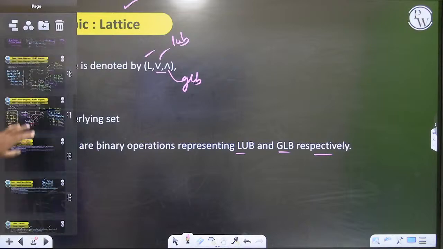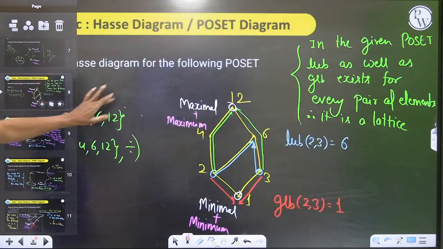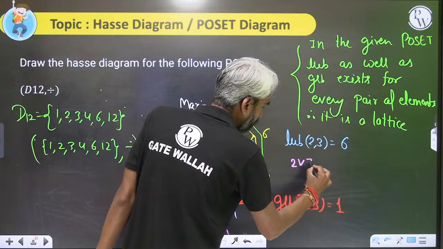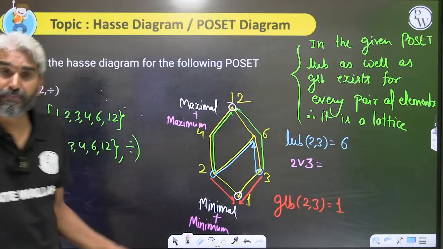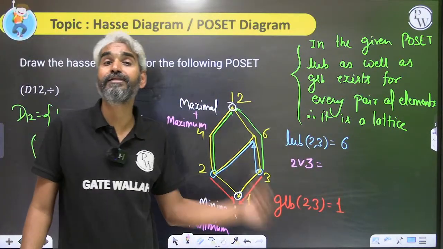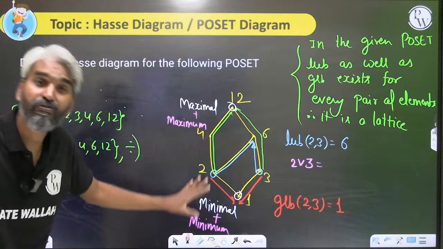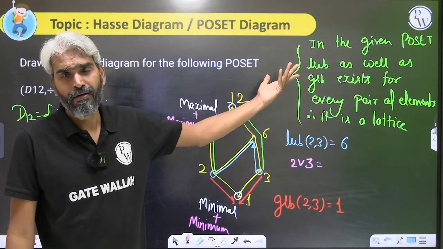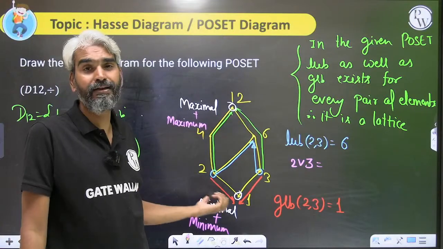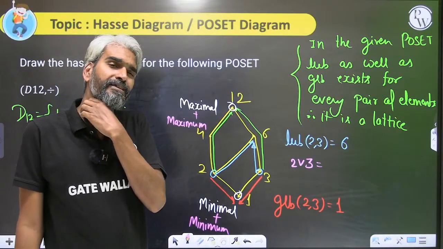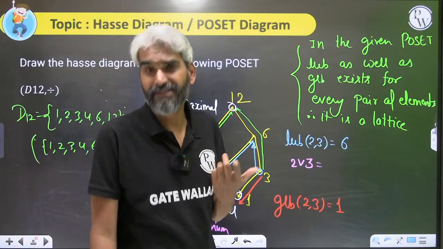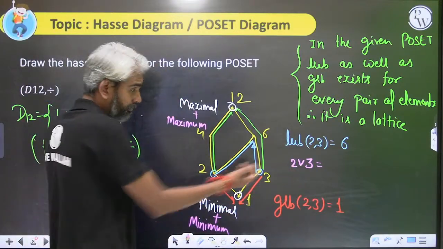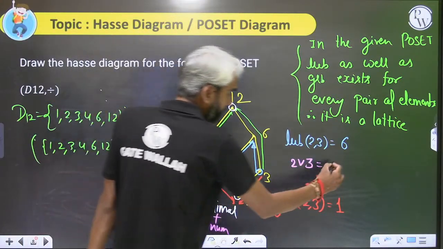So what did we say? In a lattice, if somebody asks me what is the least upper bound of 2 and 3, then if I write it like this, it will represent the least upper bound of 2 and 3 in this lattice. So is it a lattice? Yes. First of all, this terminology should be used with respect to a lattice, because if it is not a lattice, then it is not necessary that the least upper bound and greatest lower bound will exist for every pair of elements. So what is the least upper bound of 2 and 3? It will be denoted using this, and the least upper bound of 2 and 3 will be 6.